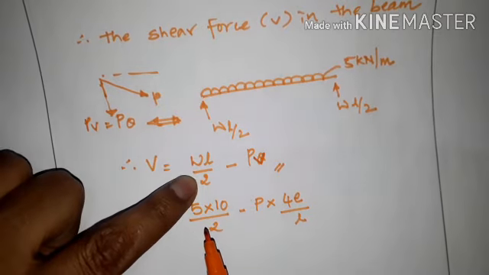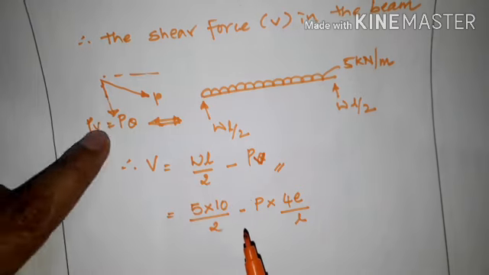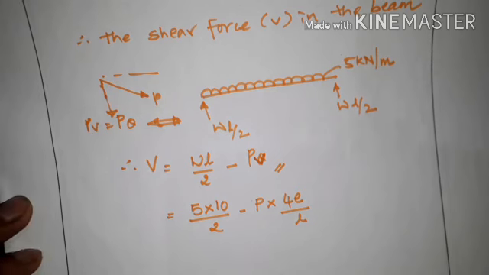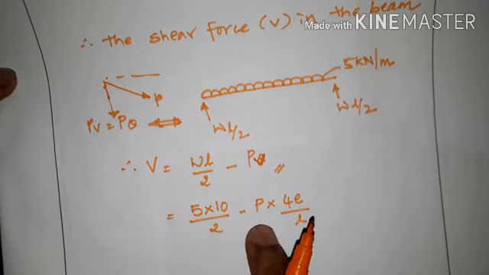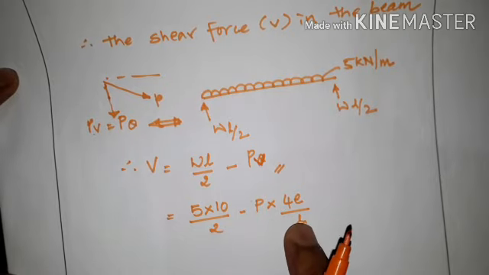The vertical shear force due to load minus the downward force due to the component of pre-stressing force. So that is WL by 2 minus PV. Understood? So PV is P theta, and P theta is P into 4E by L.